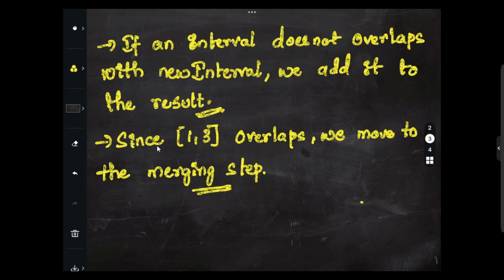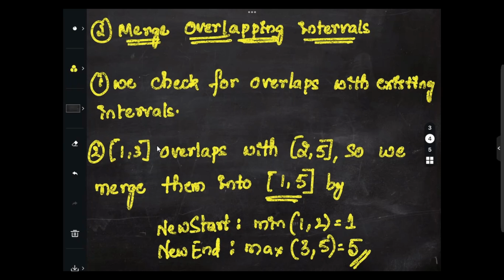If an interval does not overlap with the new interval, we will directly add it to the result. Since 1 comma 3 overlaps here, we will move to the merging step. Let's see what we will do in the merging step. We will check for overlaps with existing intervals.